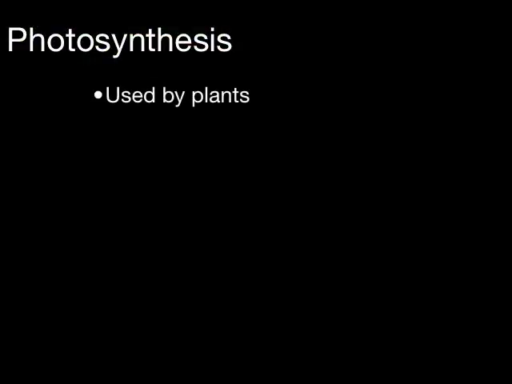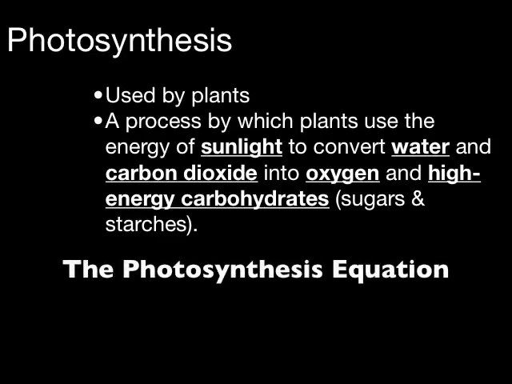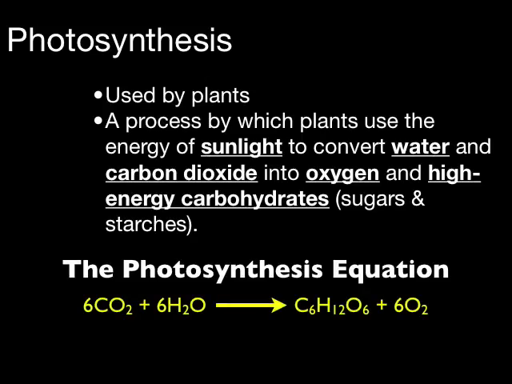One of the most important things to remember about photosynthesis is, first of all, that it's used by plants. Animals don't use photosynthesis. Remember, plants are autotrophs, meaning that they produce their own energy. The other thing to remember is that photosynthesis is a process. It's not something that happens once. It is a continuous cycle that allows plants to produce their own energy, to produce their own food.